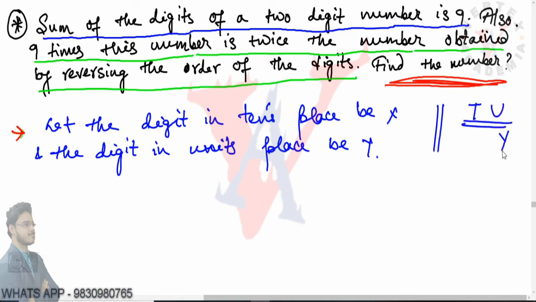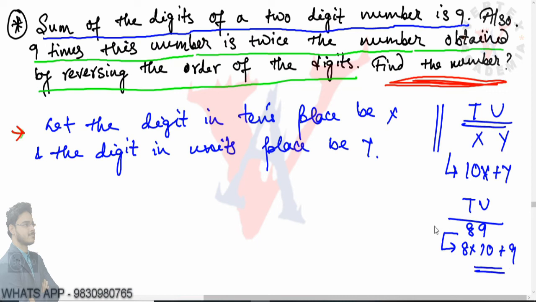So the digit in units place is y and the digit in tens place is x. So the number is actually 10x plus y. For example, you have a number with digit 8 in tens place and 9 in units place. So the number is 89. It is basically 8 into 10 plus 9, right? So I am writing the same thing here, that the number is 10x plus y.